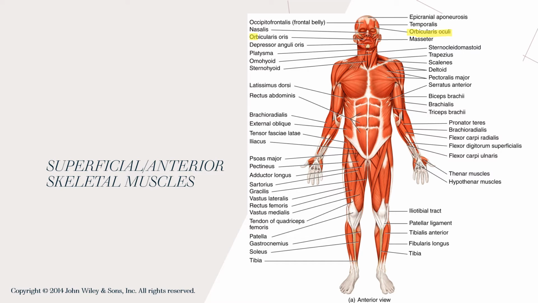The orbicularis oris here. This is a circular muscle enclosing the mouth. So you can kind of see it. I'll do a different color here.